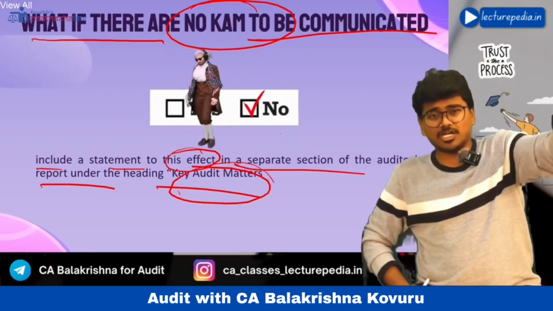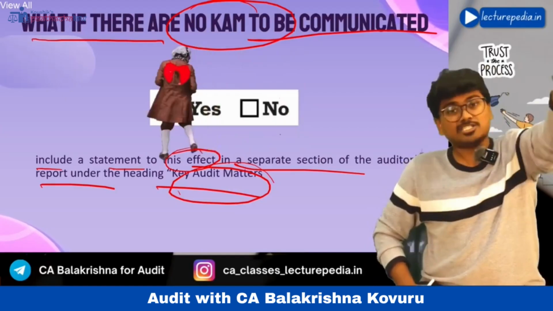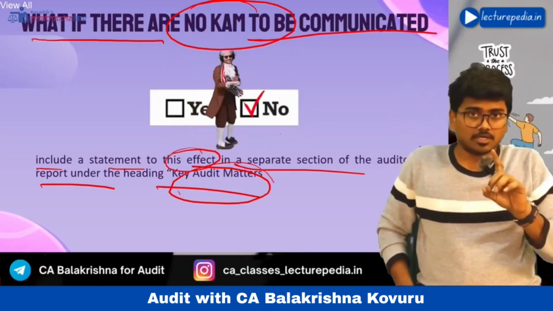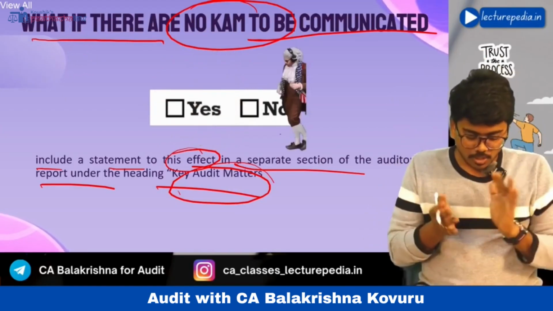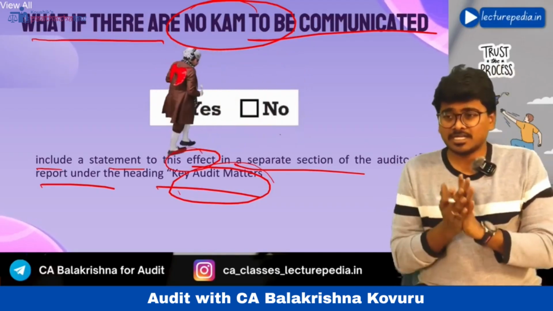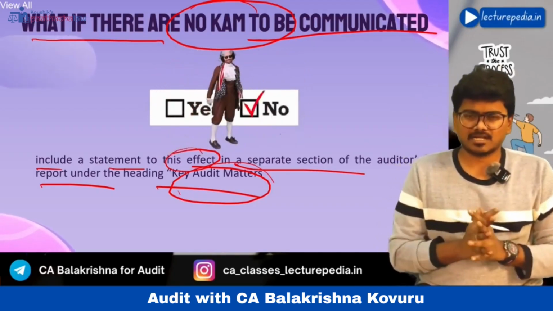If there are key audit matters, you will communicate. If there are no key audit matters, you will say that there are no key audit matters. Hope that is clear. By this we have completed the discussion of the key audit matter paragraph, SA 701.